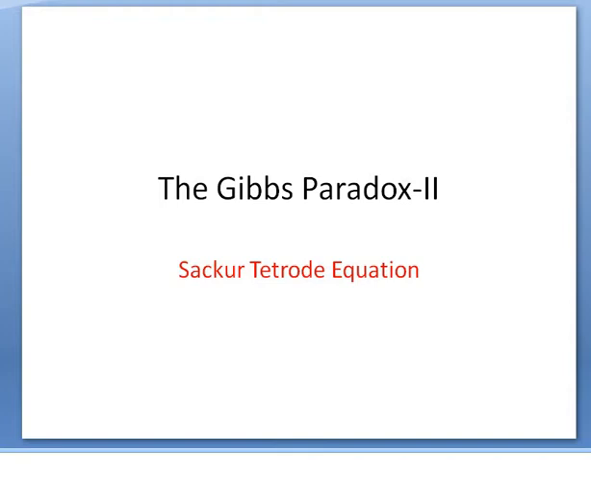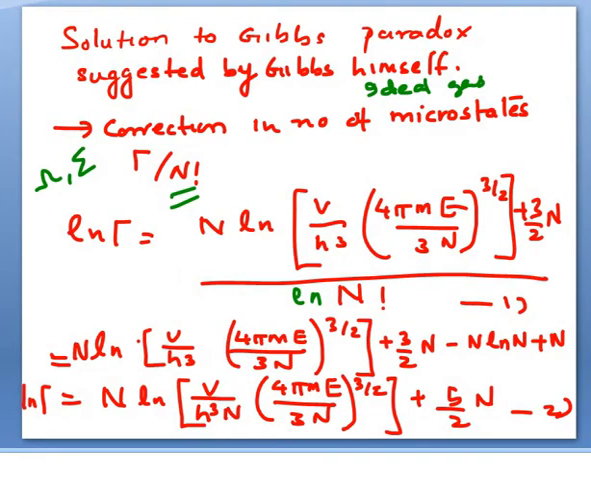So let us begin. We had a situation where the entropy was having some issues regarding mixing of two ideal gases of the same nature, or two same ideal gases, and the change in entropy which was supposed to be zero was not zero. The solution to the Gibbs paradox was suggested by Gibbs himself.